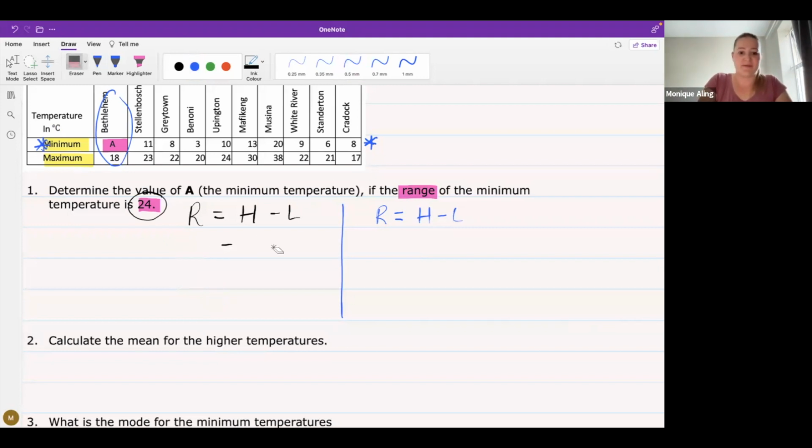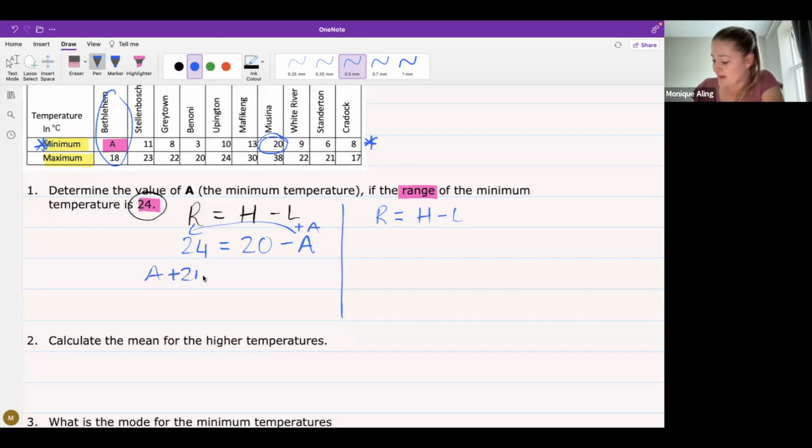So we know, I'm just going to start all over. The range is 24. The highest amount there is 20 minus our A. Same thing still applies though. I'm going to take A to the other side, so it becomes positive A, so A plus 24 is equal to 20. Then I'm going to get rid of the 24, so I'm going to say minus 24, so they cancel out. Minus 24 this side, A is equal to negative 4. So it's still a negative amount.